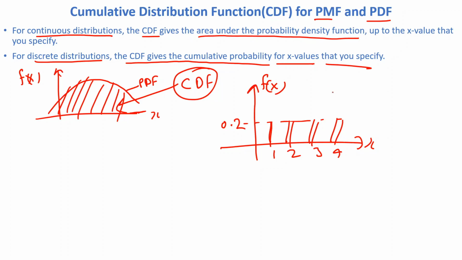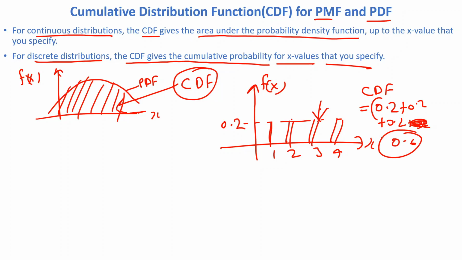So what does cumulative say? It gives the cumulative probabilities for all x values. It means like a running sum: 0.2 plus 0.2, again 0.2, again 0.2. If we talk about the CDF till 3, what would it be? The CDF till 3 would be 0.6. So this is the cumulative distribution for the discrete distribution. Let's understand in detail one by one.